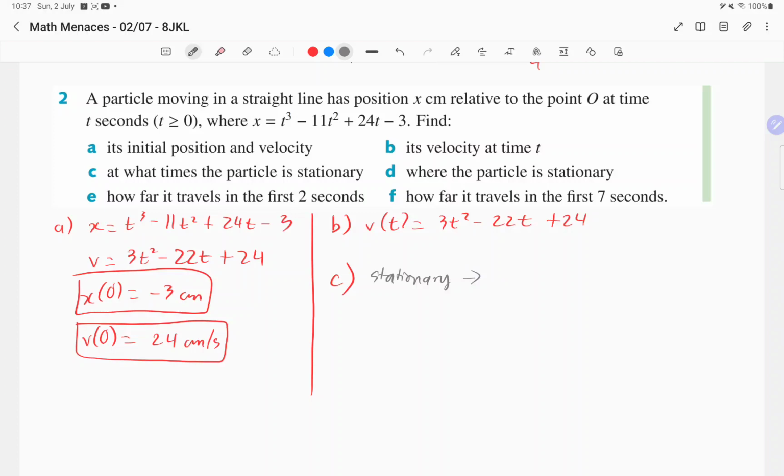So let me check if this question is tech-free. Unfortunately, it is tech-free. But you know what? I'll make it tech active. Just use your calculator. At what times is the particle stationary? Yeah, use your calculator, guys. Don't go tech-free in this one.